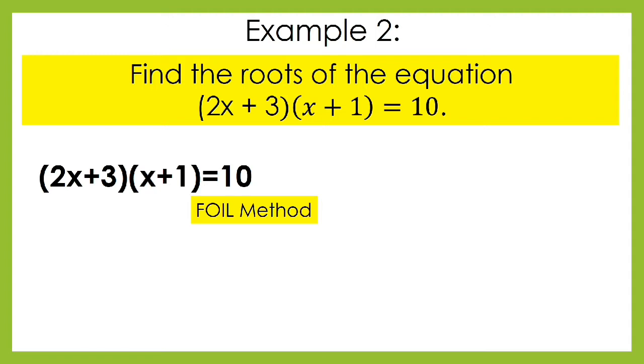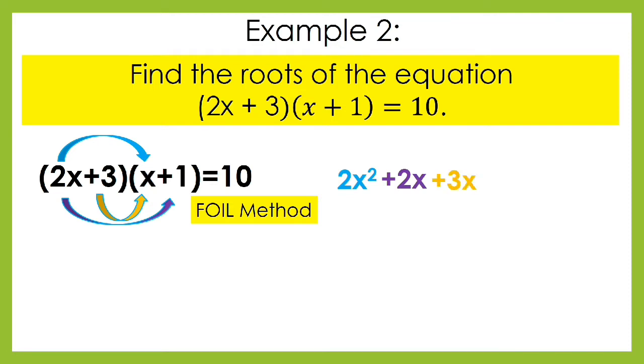For the first terms, we will multiply 2x and x. The product is 2x squared. For the outer terms, multiply natin ang 2x and 1. The product is 2x. And for the inner terms, 3 and x, ang product ay 3x. And for the last terms, ang product ng 3 and 1 is positive 3. Let's copy equals 10. And then, we will combine similar terms.